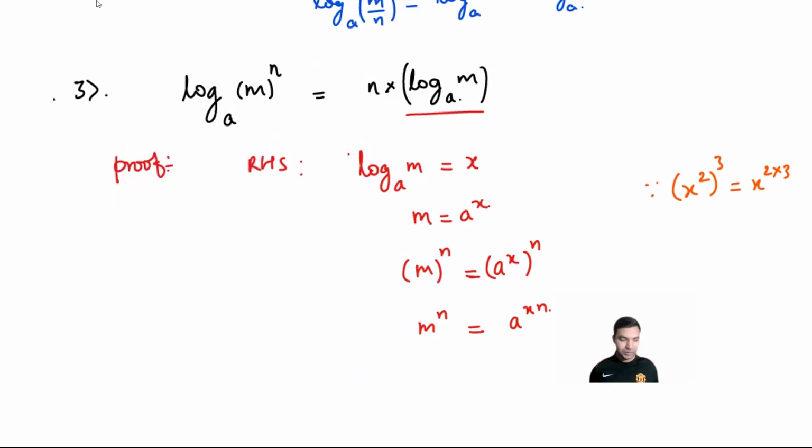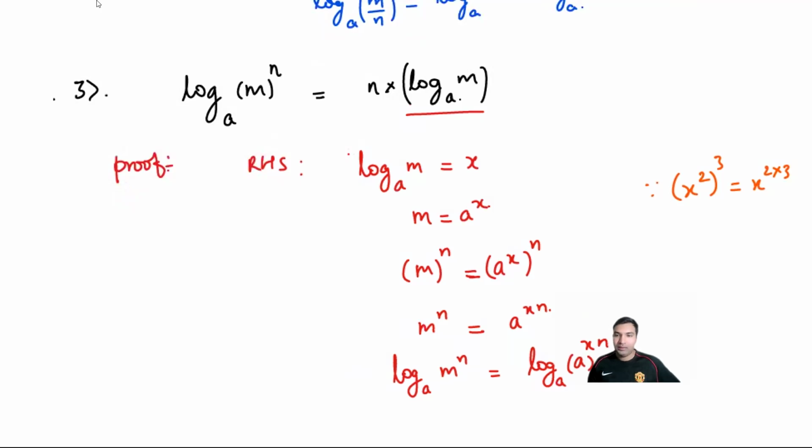Yes or no? So this becomes a to the power xn. Now take log a both sides, because here also log a and log a is there. So let me take both sides. Log of m to the power n is equal to log of a to the power xn to the base a.